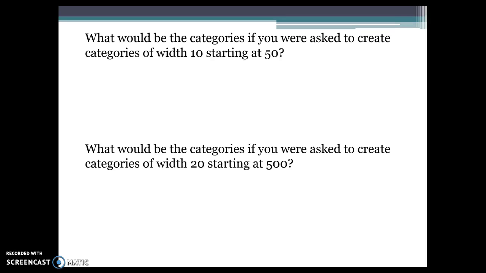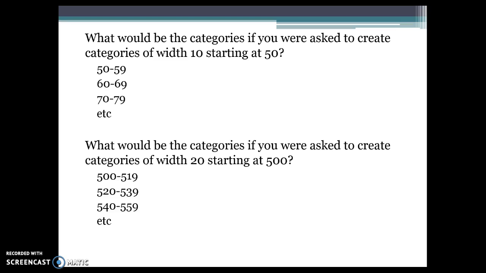Okay, so when we left off, you were going to take a look at how to do these categories. You're going to take a stab at it. These are the answers. So if you were asked to create categories of width 10, starting at 50, that means that your first category starts at 50. The next one after that starts 10 more than that, so 60. The next one starts 10 more than that at 70. And then something similar here.